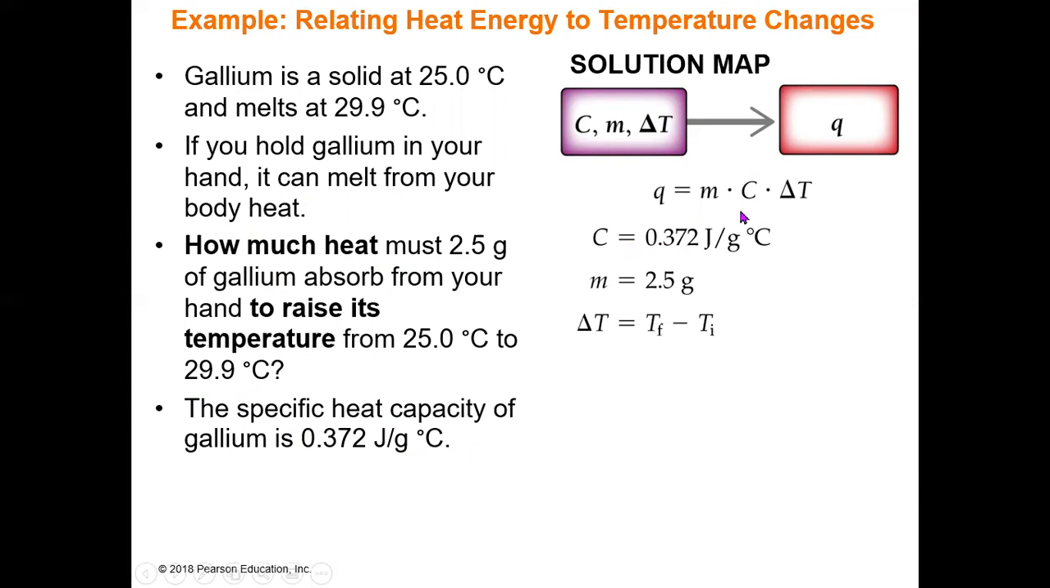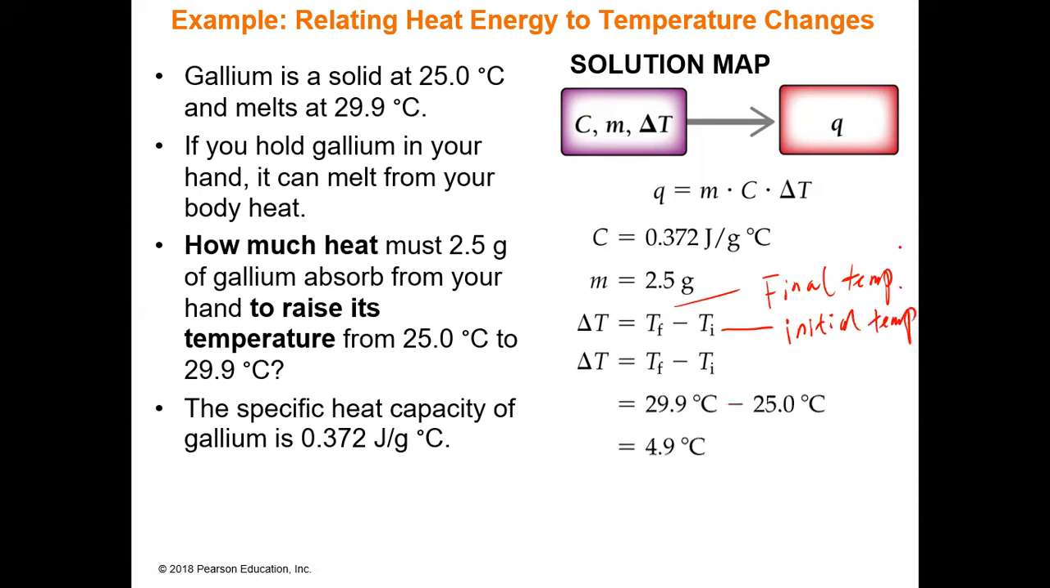Before you plug them in, you have to calculate the delta T, because usually the problem will tell you the TF, which means final temperature, and also the TI, the initial temperature. If you know these two, you do the subtraction and get delta T. Your delta T may be positive or negative, depending on the TF and TI.